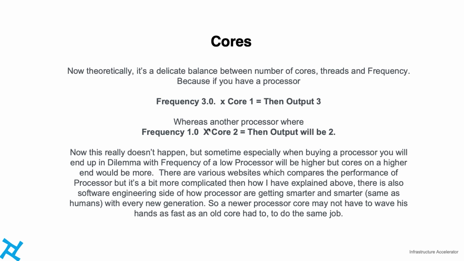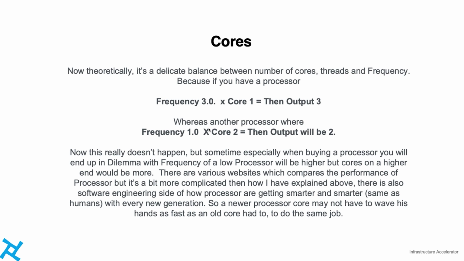Now, in reality, this really doesn't happen. But sometimes, especially when buying a processor, you will end up in a dilemma where the frequency of a lower processor will be higher, but the cores on the higher end processor would be more. There are various websites which compare the performance of processors, and it's more complicated than how I have explained above. There is also a software engineering side of how processors are getting smarter and smarter.